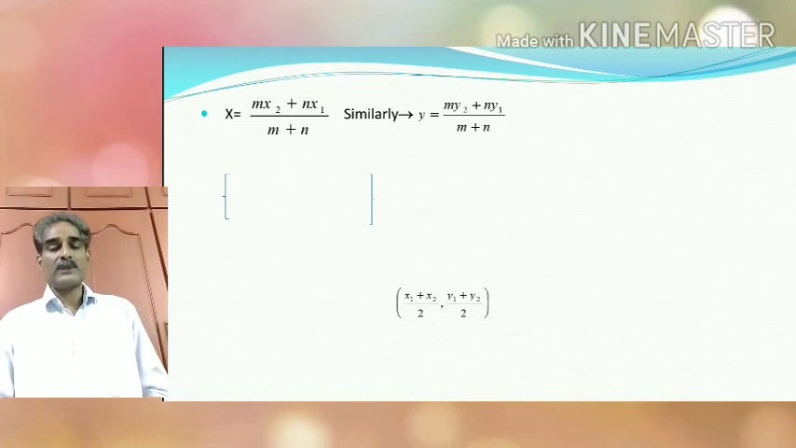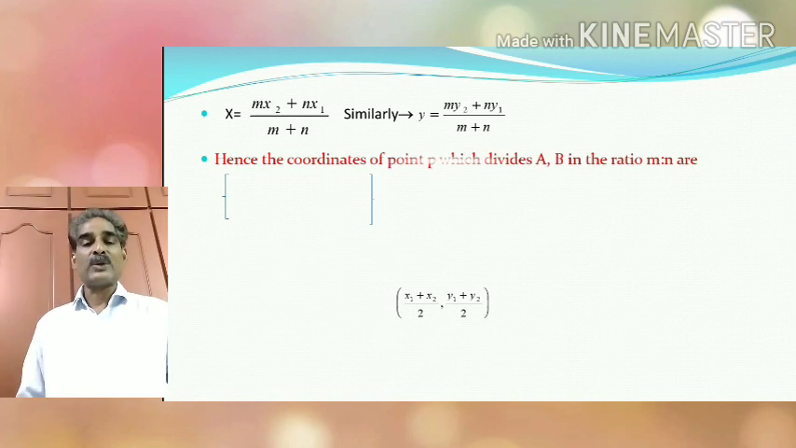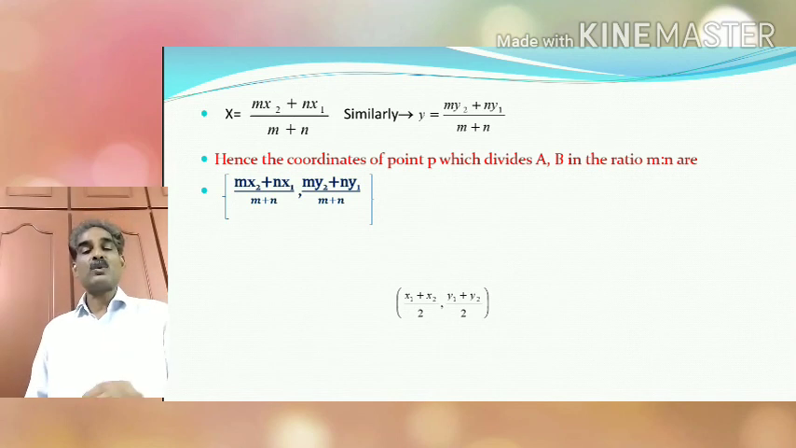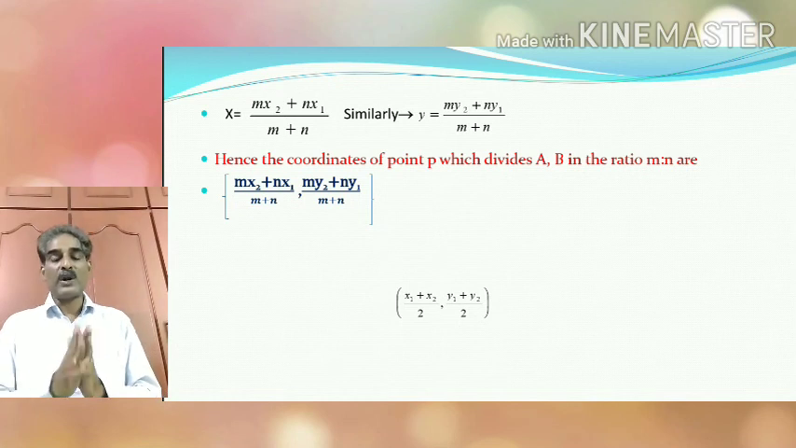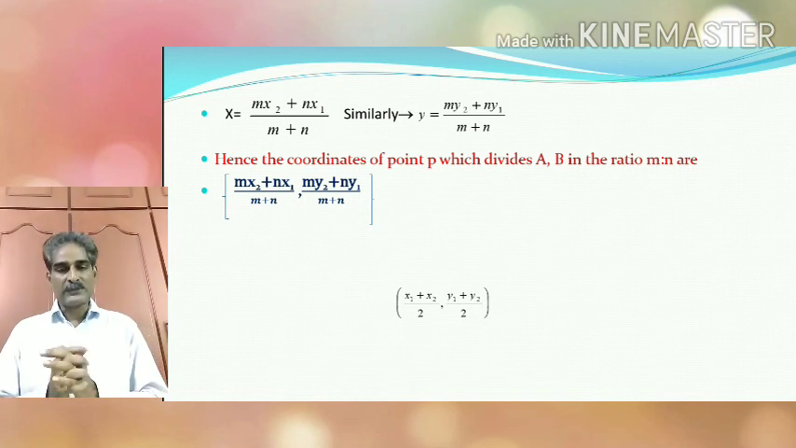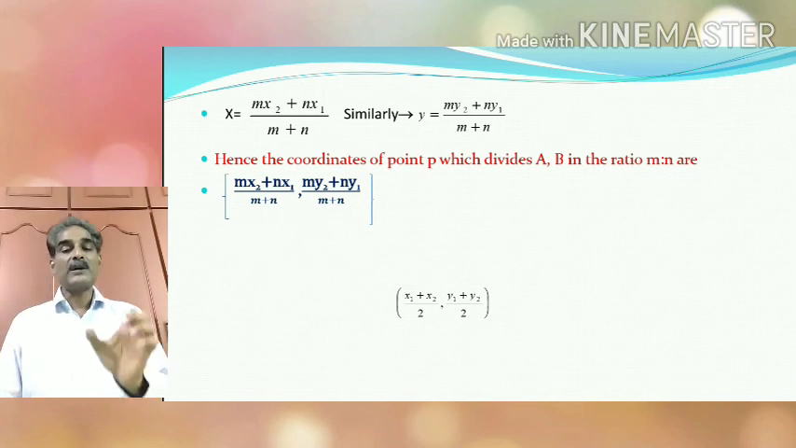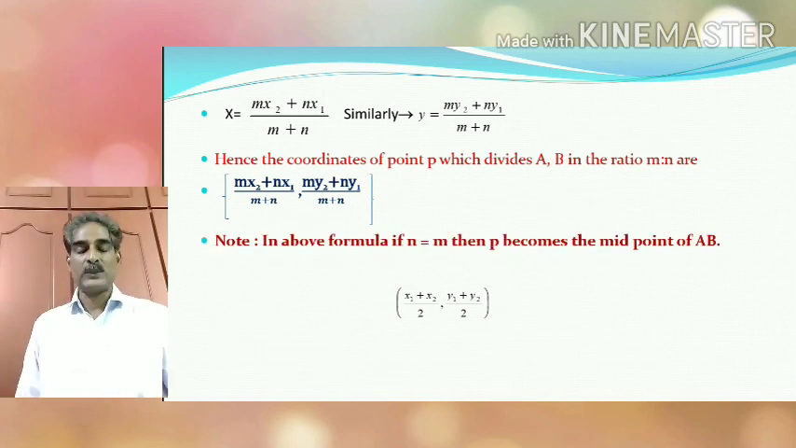Suppose the ratio is equal, that means m is equal to n, then what will happen? P becomes the midpoint of AB. So clearly, if you take m is equal to n in the above formula, you will get the midpoint of AB, that is P. The coordinates of the midpoint P of AB are ((x1 + x2) by 2, (y1 + y2) by 2). This is the midpoint of the line segment joining A(x1, y1) and B(x2, y2).